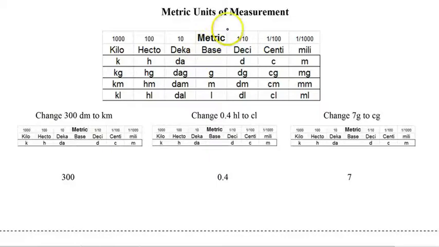Alright, conversion for metric units. So in the last video we went over what all this means, this giant table up here. And again, these are our ones, tens, hundreds, thousands, tenths, hundredths, and thousandths. It's all based on grams. So this is 10 grams, 100 grams, 1,000 grams, a tenth of a gram, a hundredth of a gram, and a milligram, which is a thousandth of a gram.